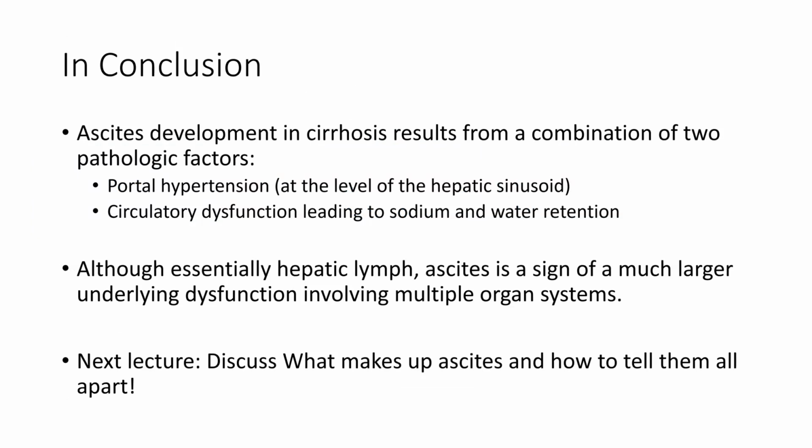So in conclusion, ascites development in cirrhosis results from a combination of two pathologic factors. One is portal hypertension at the level of the hepatic sinusoid. The other is circulatory dysfunction leading to sodium and water retention. Although essentially hepatic lymph, ascites is a sign of a much larger underlying dysfunction involving multiple organ systems.